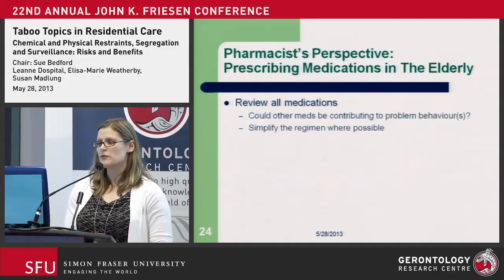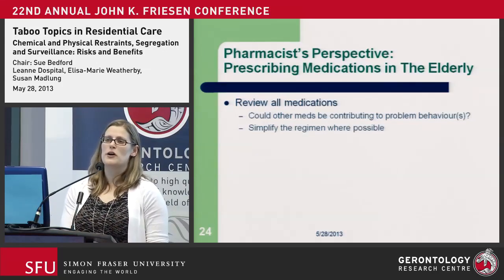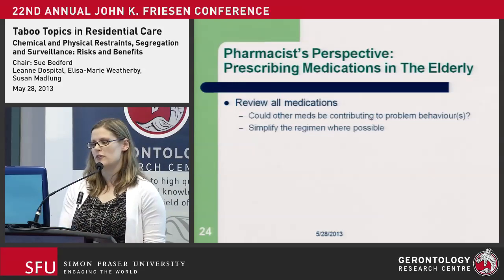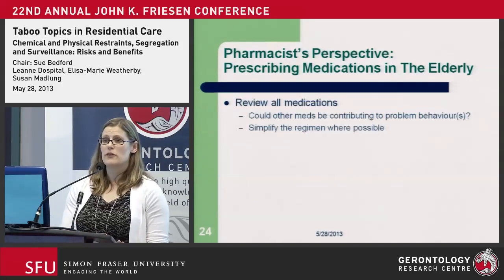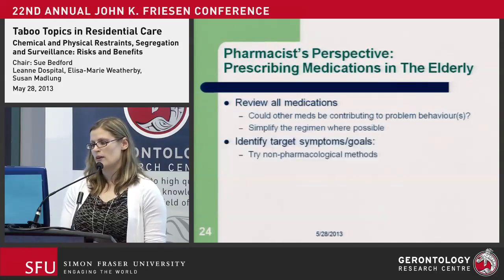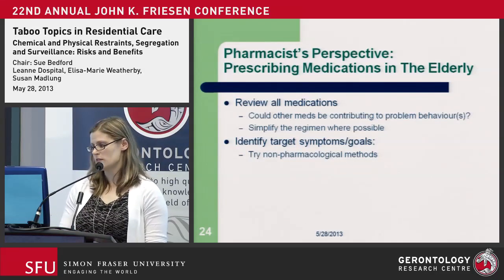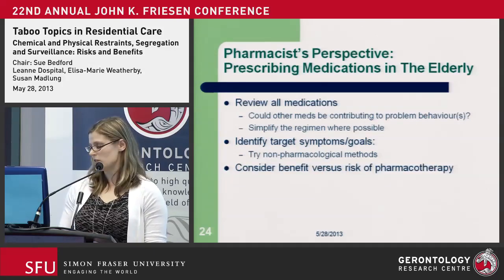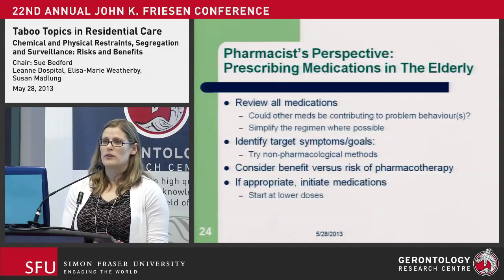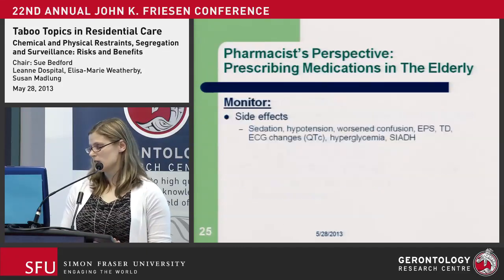So from my perspective, how do we prescribe medications in the elderly? Well, firstly, from a team perspective, I always ask when we're trying to manage a behavior, could any other meds be contributing to the problem? So I review the whole profile with the physician. And then we simplify the regimen where possible. We identify the target symptoms and goals, and we try non-drug measures first. We consider the benefit versus risk of using the medications. And if appropriate, and only when absolutely necessary, we initiate the meds and start at lower doses.